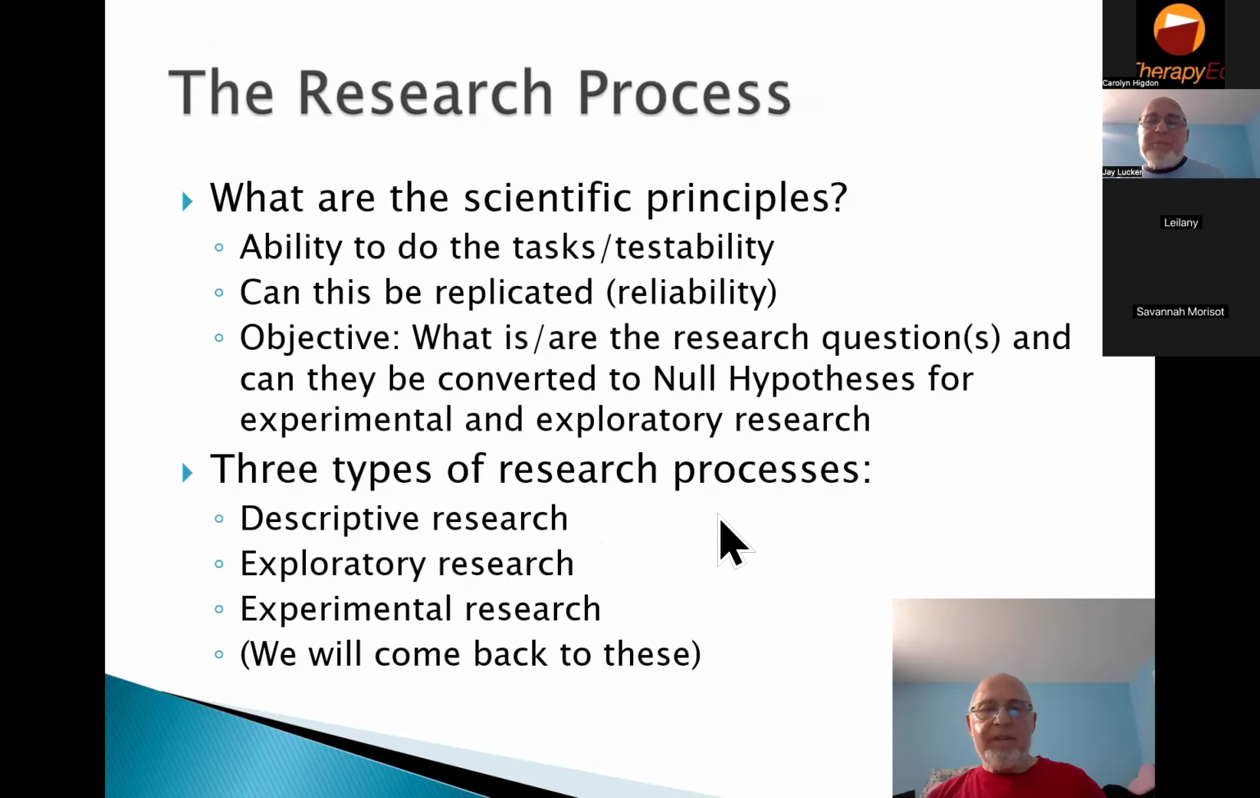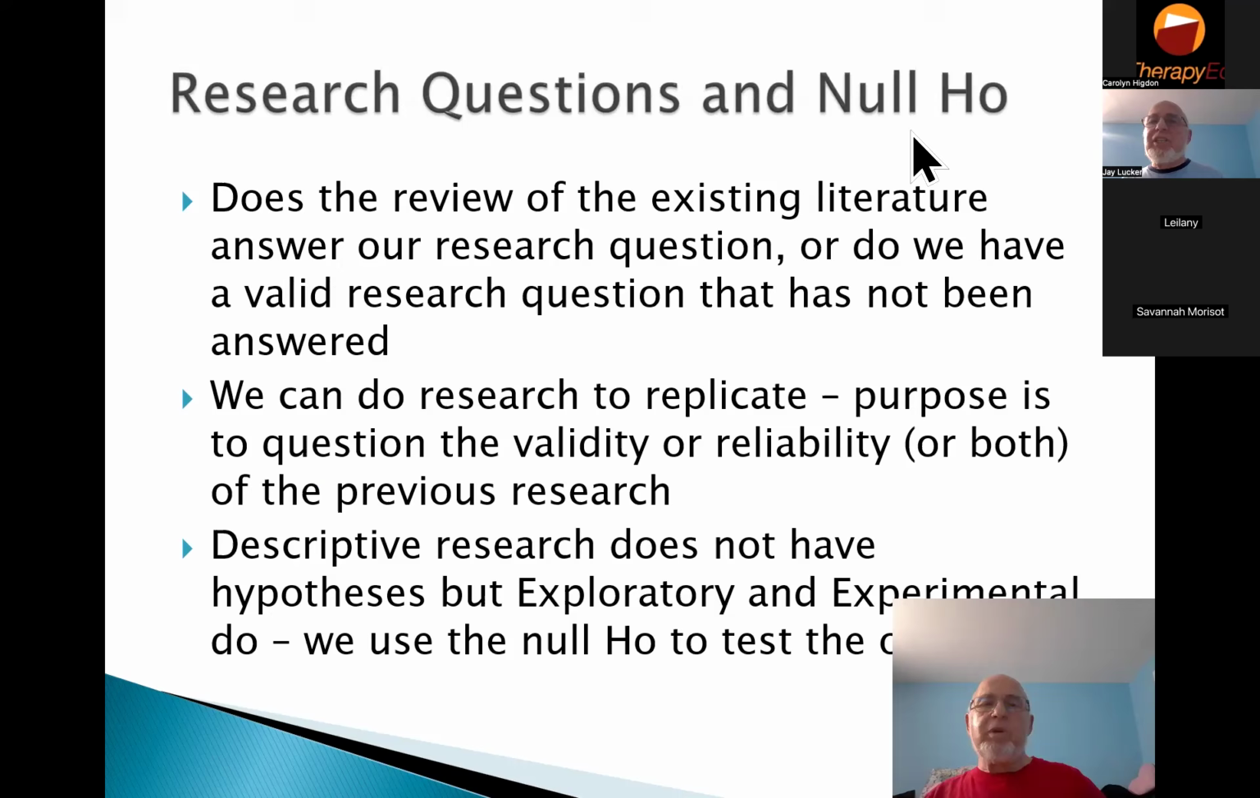There are three different types of research, and we're going to go through all of them. One is called descriptive research, which describes things, its name. Exploratory research, which explores relationships. And experimental research. And we'll talk about all three of these, as it says. We'll come back to these. Research questions and a null hypothesis. I've already talked a little about that.